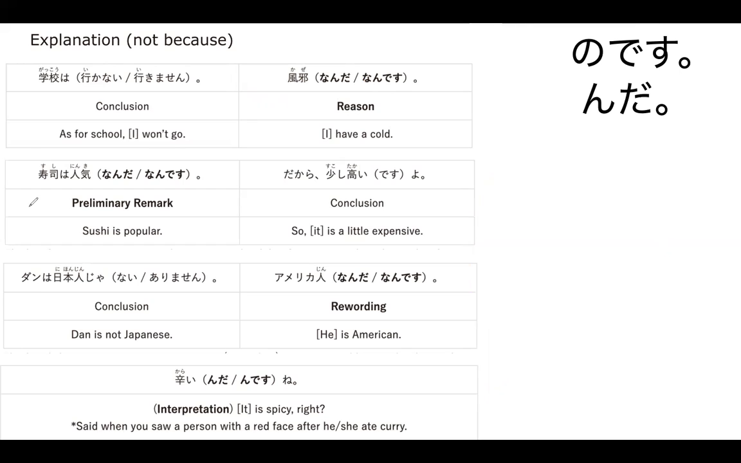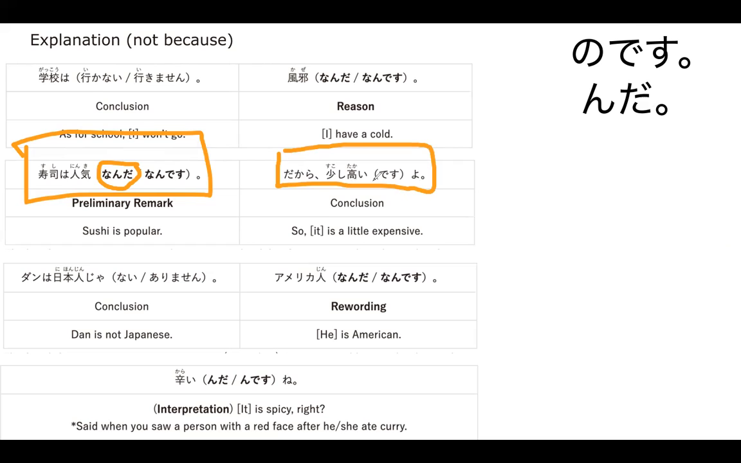Can you do me a favor and read the next part? It's a little small. Sushi wa ninki, nanda. Dakara, sukoshi takai yo. So you see right here, the reason why sushi is expensive is because it's popular. But instead he says, sushi is really popular, you know, because it's expensive. So over here, they used it to switch places.